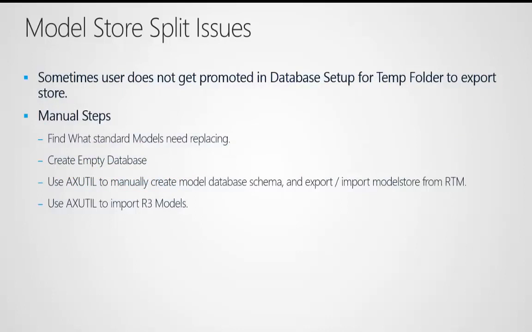During the database setup, you get prompted for a temp folder of where the model store is exported to. Sometimes we've had reports where the user does not get prompted for this. If this does occur for you, then you may need to run a manual model store split. In order to do that, we need to find out which standard models need replacing. We need to create an empty database, and then we use AOS to manually create the database schema and export and import the R3 models.